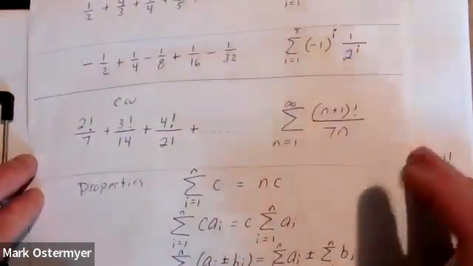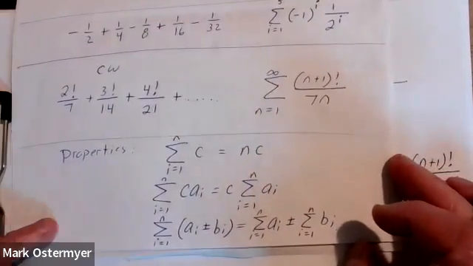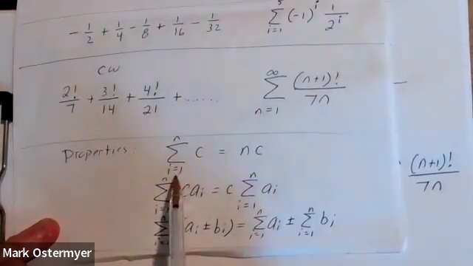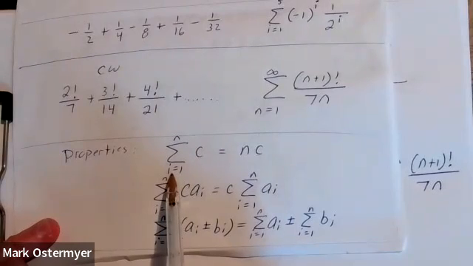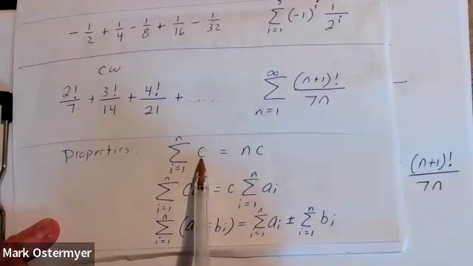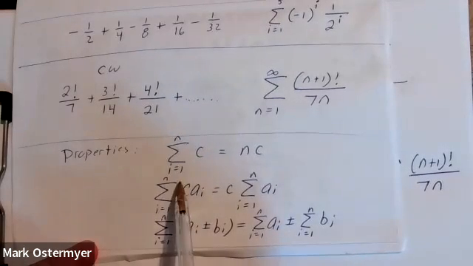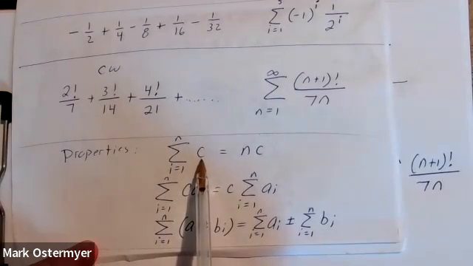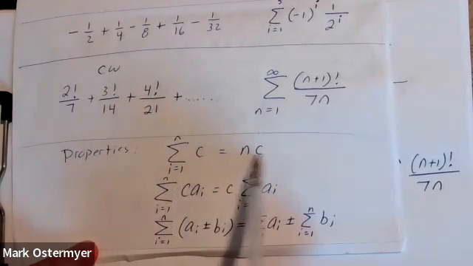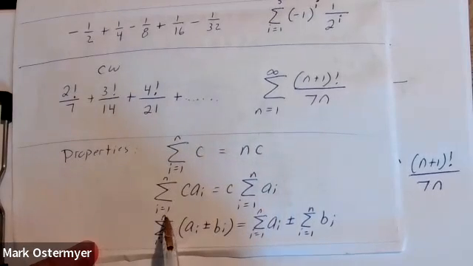Okay, there are some properties of the summation operator. Basically, this is saying that if you sum up a sequence where the terms are all the same constant c, from 1 to n, that means you'd be adding c to itself n times, which means n times c would be the evaluation of that summation.